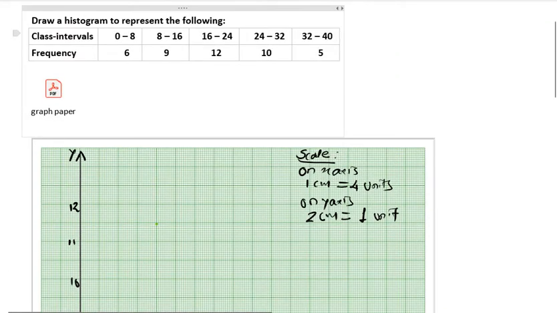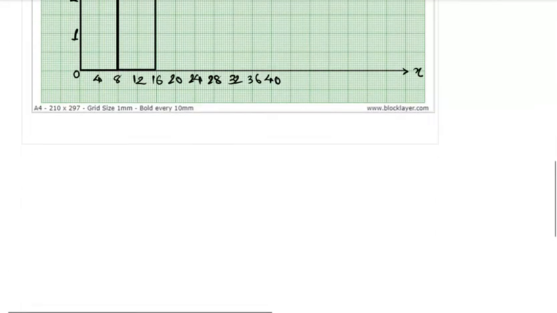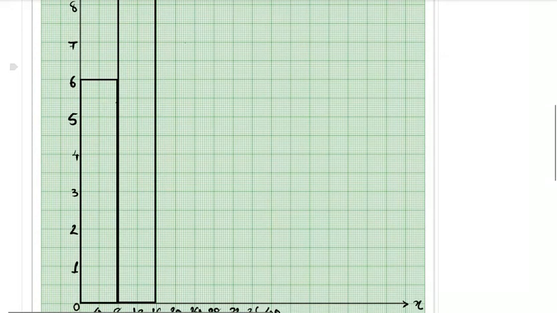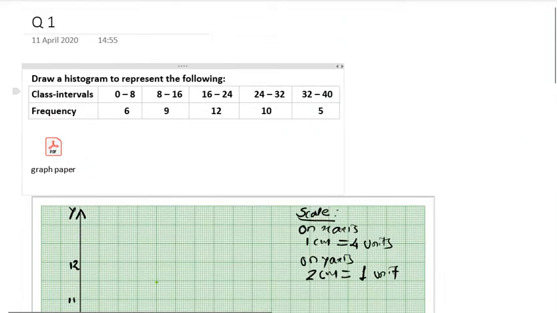So the first class interval is 0 to 8. From 0 to 8 I have drawn a bar whose height is 6, okay, because of the frequency. 0 to 8, 6. 8 to 16 is 9.